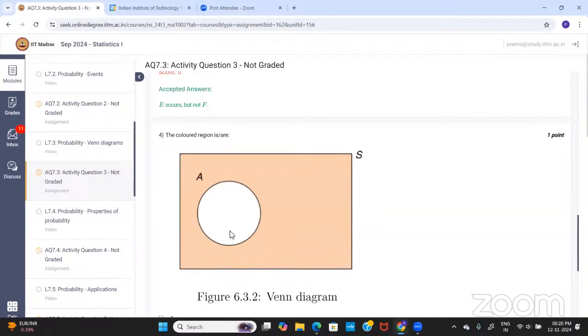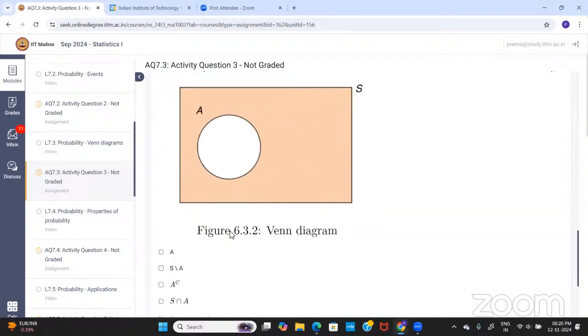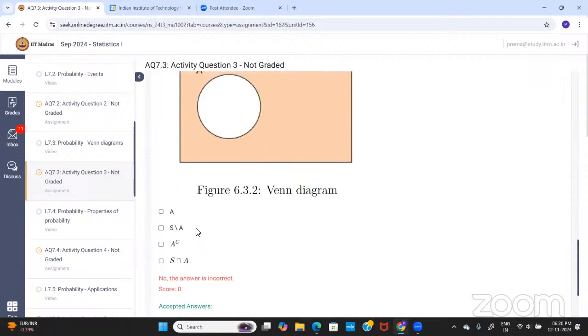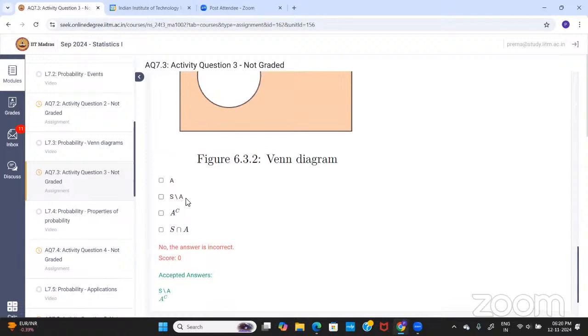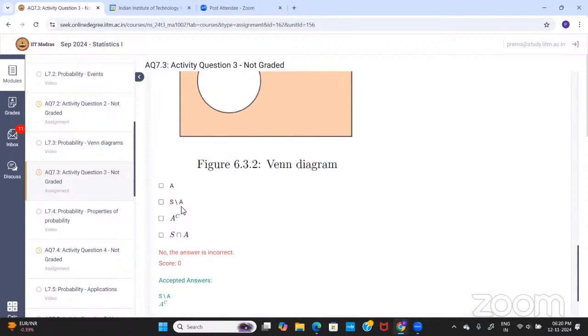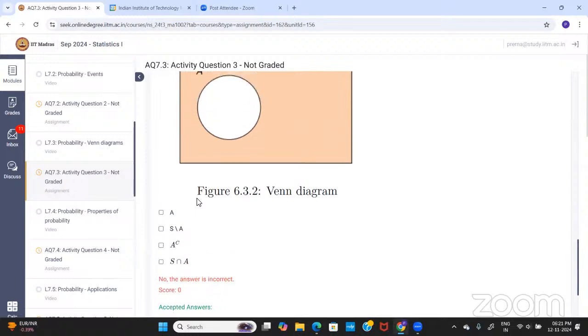Now here the colored region is A. What is the colored region here? A complement. Yeah, sorry, A complement. Also S backslash A represents S minus A. You are subtracting the elements of A from S. So this will also be A complement. Okay.